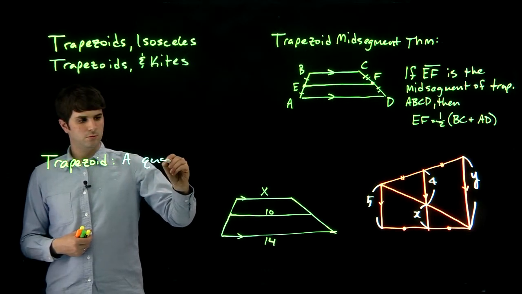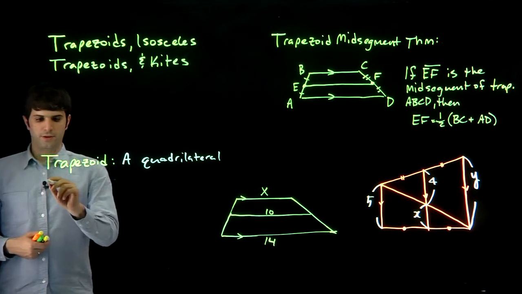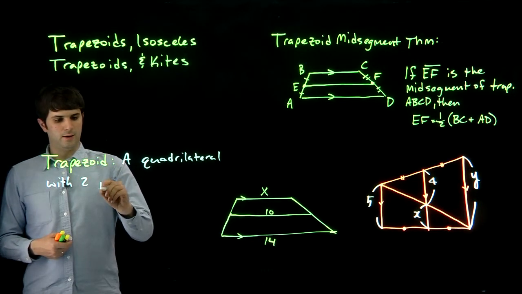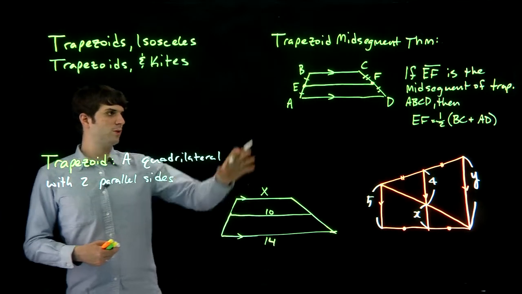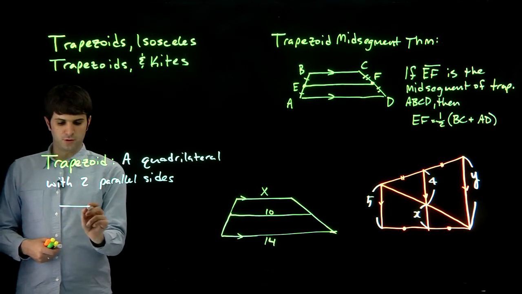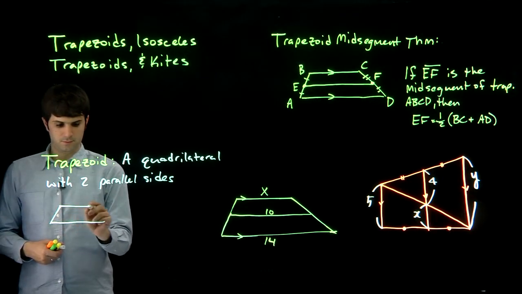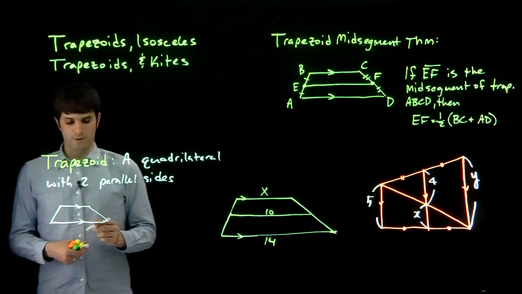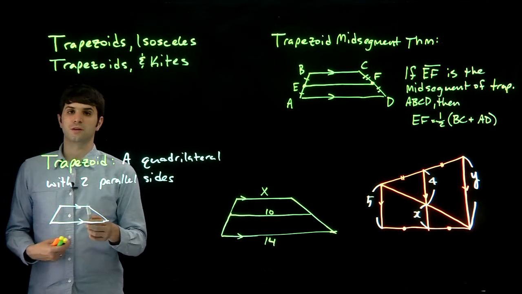quadrilateral with two parallel sides. Okay, so of course we have some drawings over here of quadrilaterals, something like this. All right, not two congruent sides, two parallel sides.